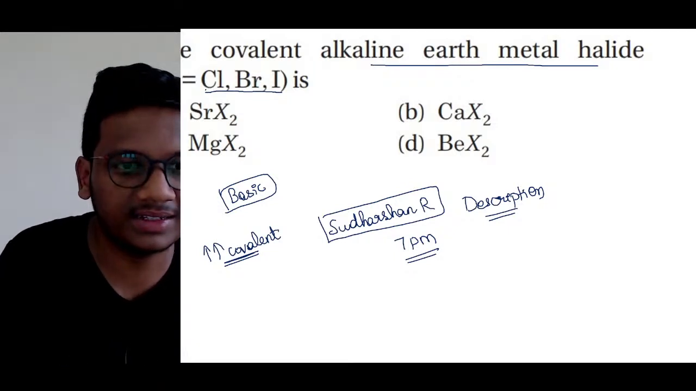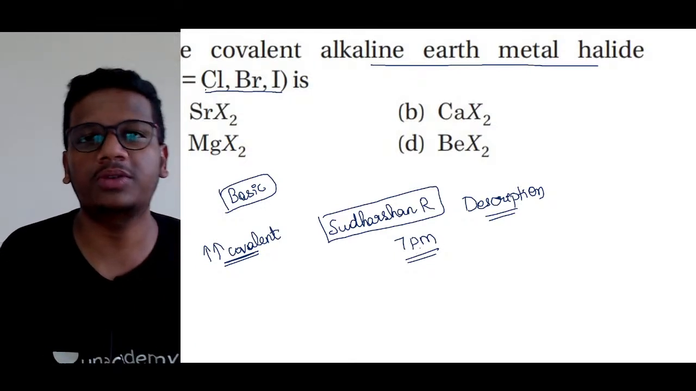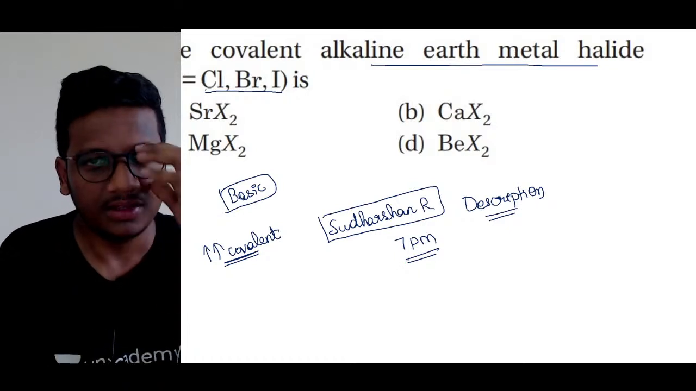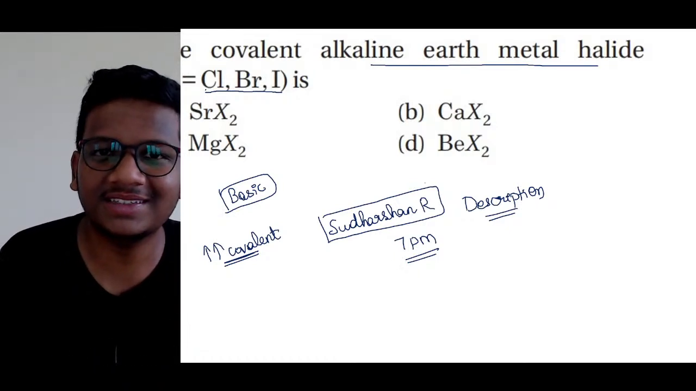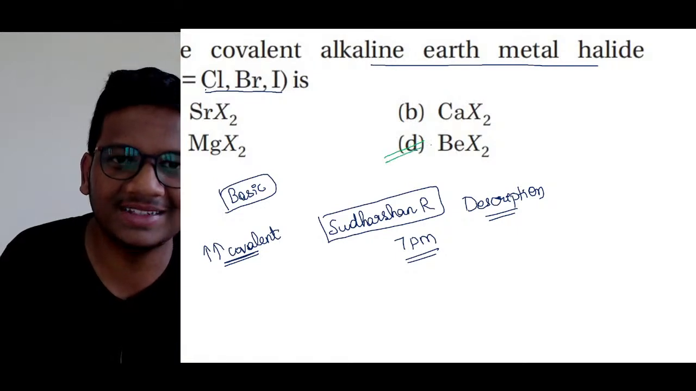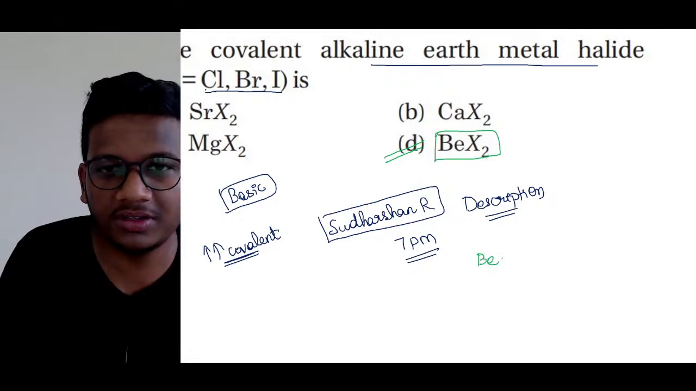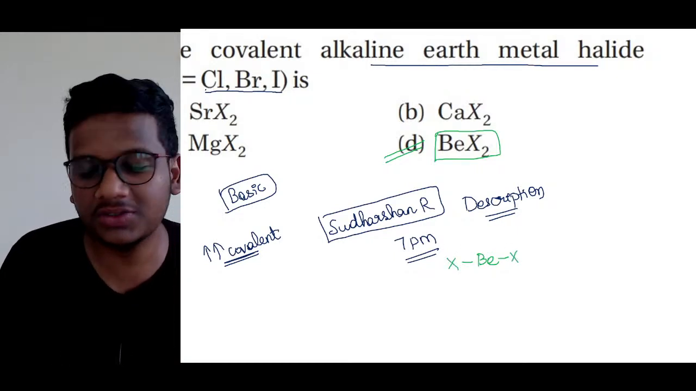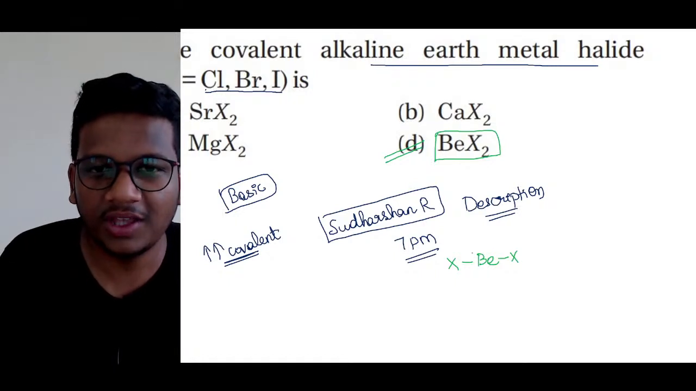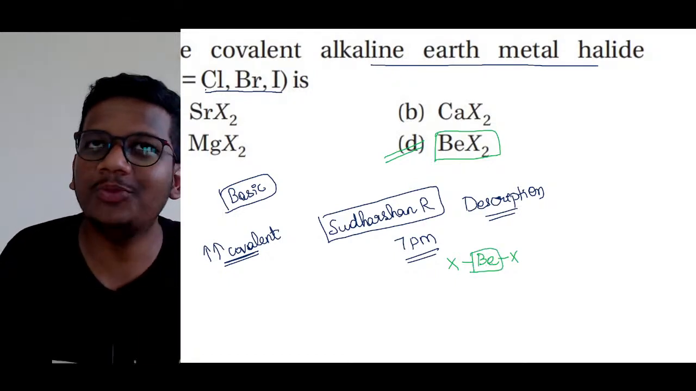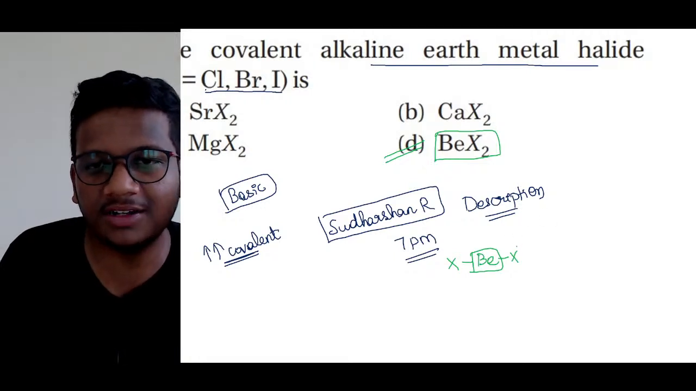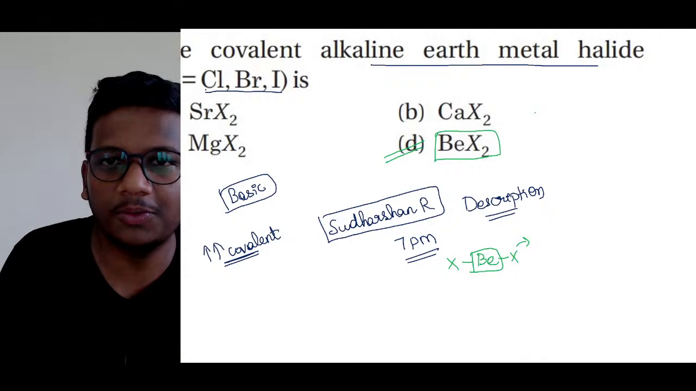Can I hear it in the chat section? Okay, great answering. The correct answer for this question is option D, beryllium halide. The BeX2 bond is the most covalent bond because of the following reasons. Imagine one compound, BeX2, where instead of X you imagine Cl, chloride. So my BeCl2, imagine BeCl2.